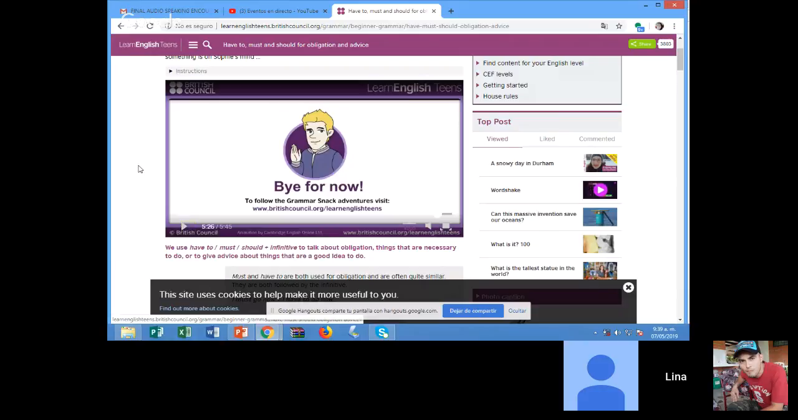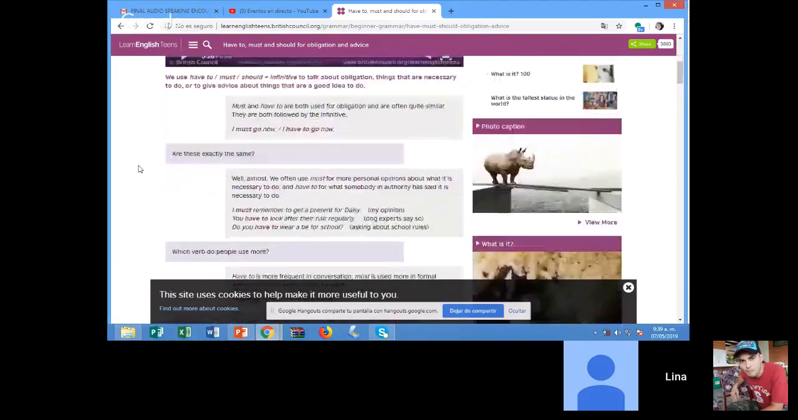So here, must and have to are both used for obligation and are often quite similar. They are both followed by the infinitive. I must go now. I have to go now. So we don't have to add, for example, "I must go to." No. It's just "must go" or "I have to go."